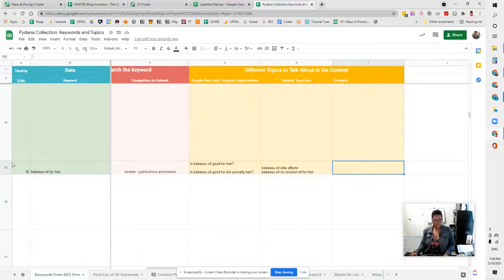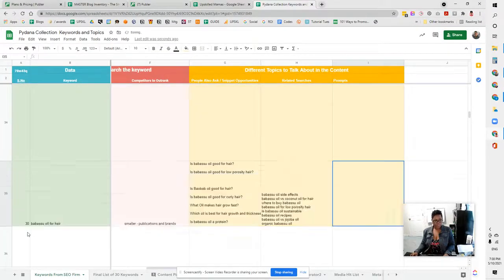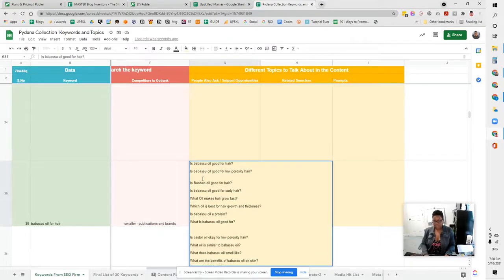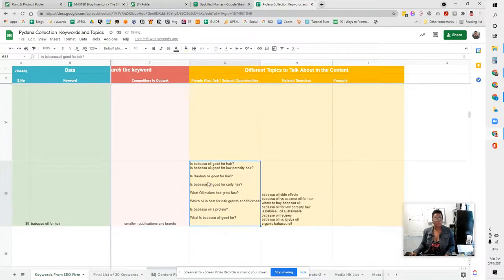Okay, so there's nothing in particular that I need to add there. So with this information, which is the search term, I know that my competition is not going to be too stiff. Is Babasu oil good for hair? These are the topics that I will discuss in the blog post. And what I usually tell my writers is out of these questions, the 10 or 15 or 20 questions, pick 5 that you want to go into detail about for 100 to 200 to 300 words. And then the related searches, these will be what I use as secondary keywords.